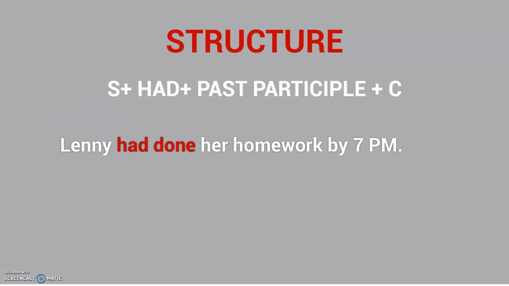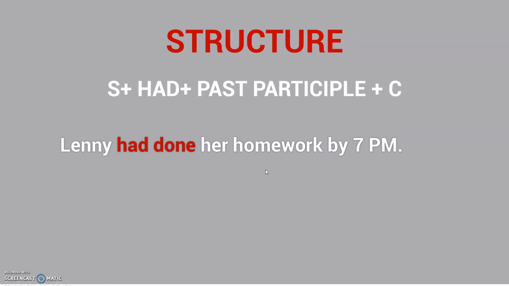For example, Lenny had done her homework by 7 p.m. Good. We have our subject, Lenny. Then we have had, the auxiliary. Then we have the past participle of the verb do, which is done. And then this is our complement.